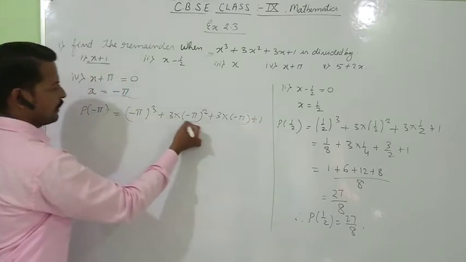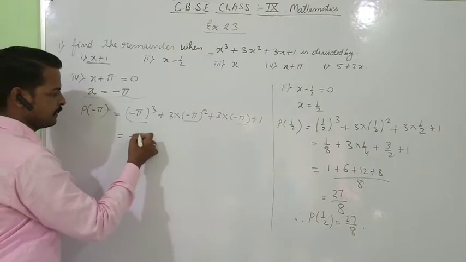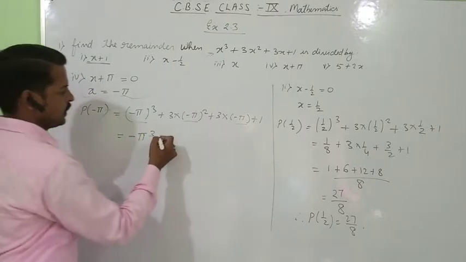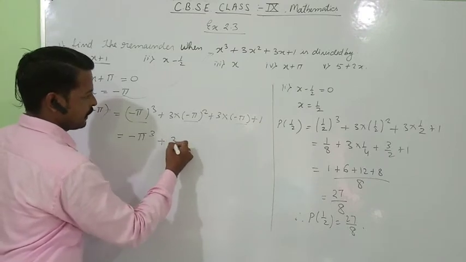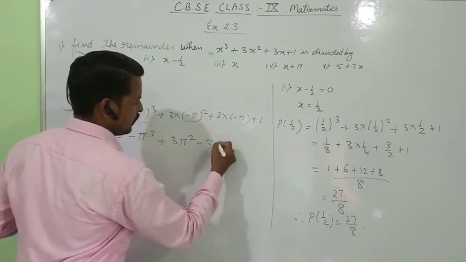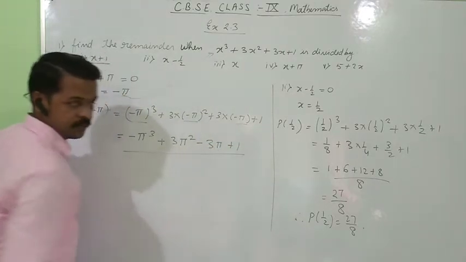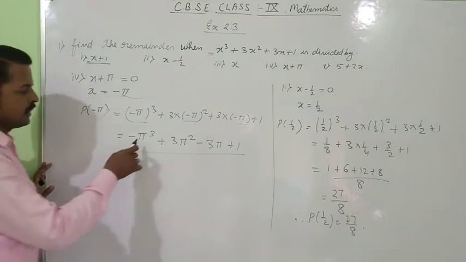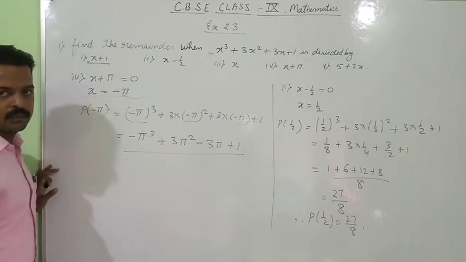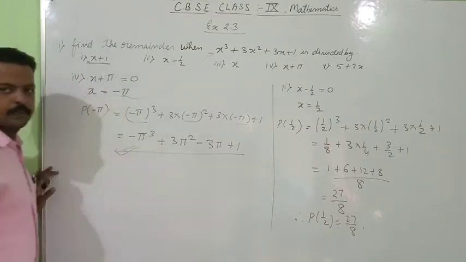Wherever there was x, what did I do? I substituted the value of x, pi. So this will become minus pi cube. Here this will become plus 3 pi square. Here this will become minus 3 pi plus 1. Can we add all these numbers? We cannot add them because they are all different, or you can say they are unlike terms, not like terms. So we cannot add them. So this is our remainder.